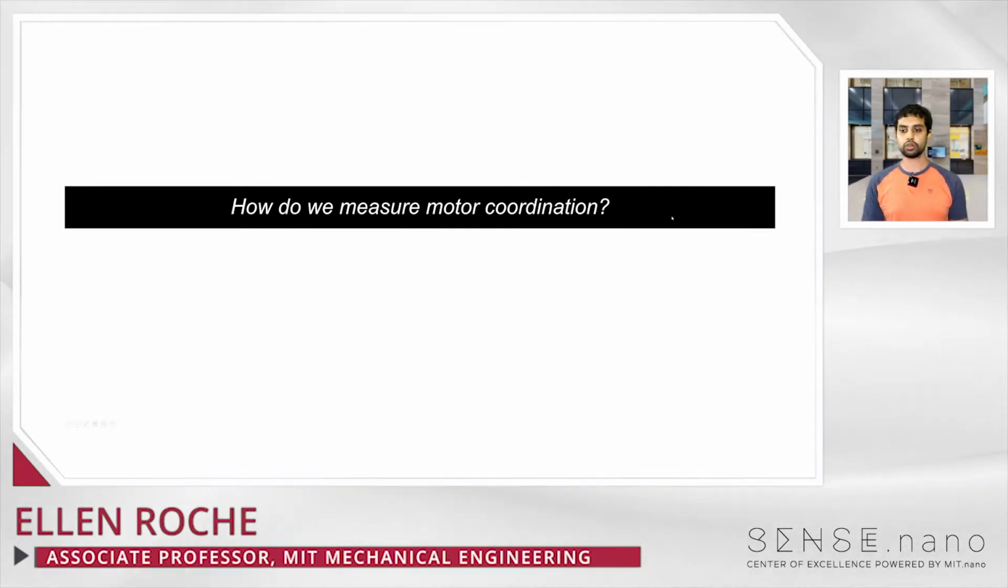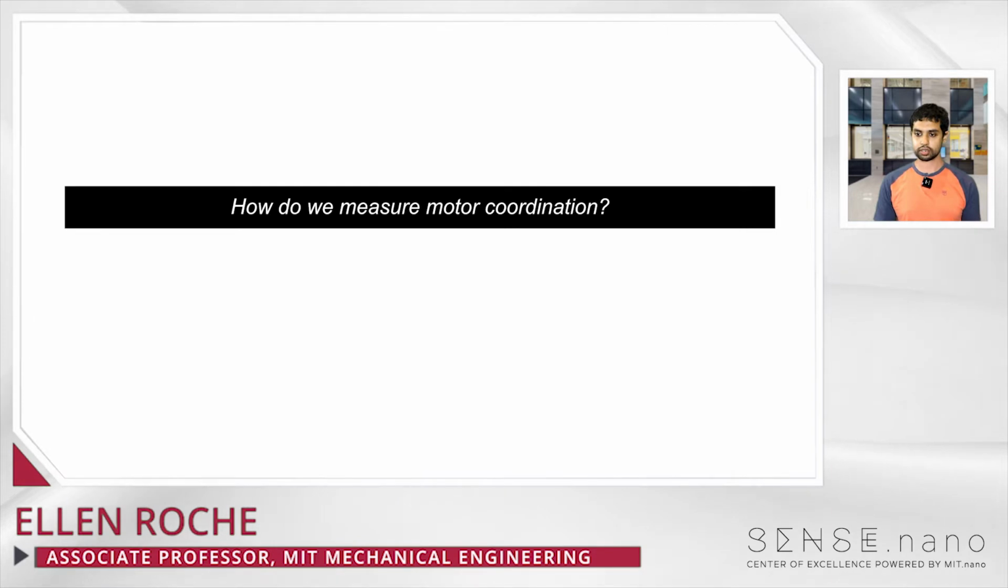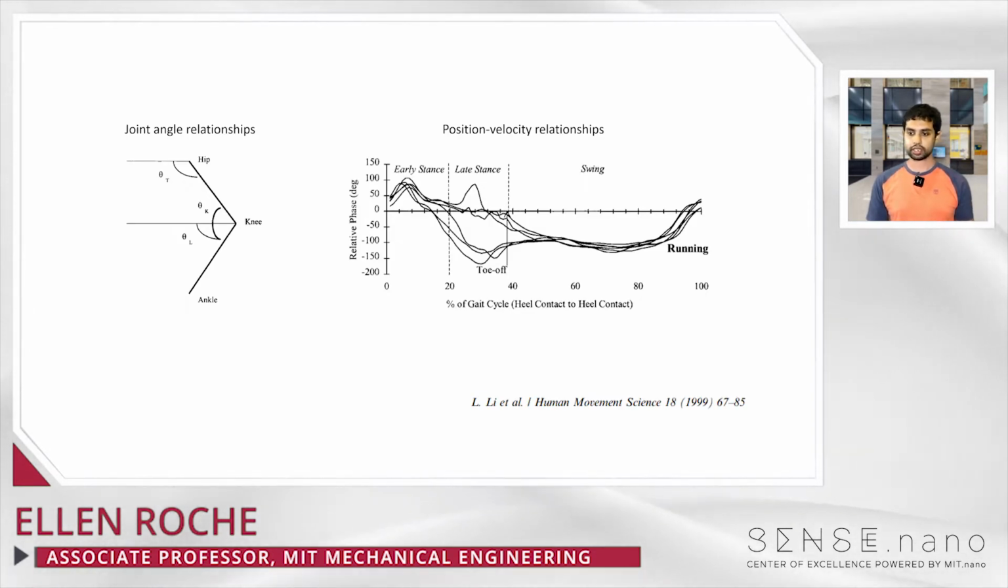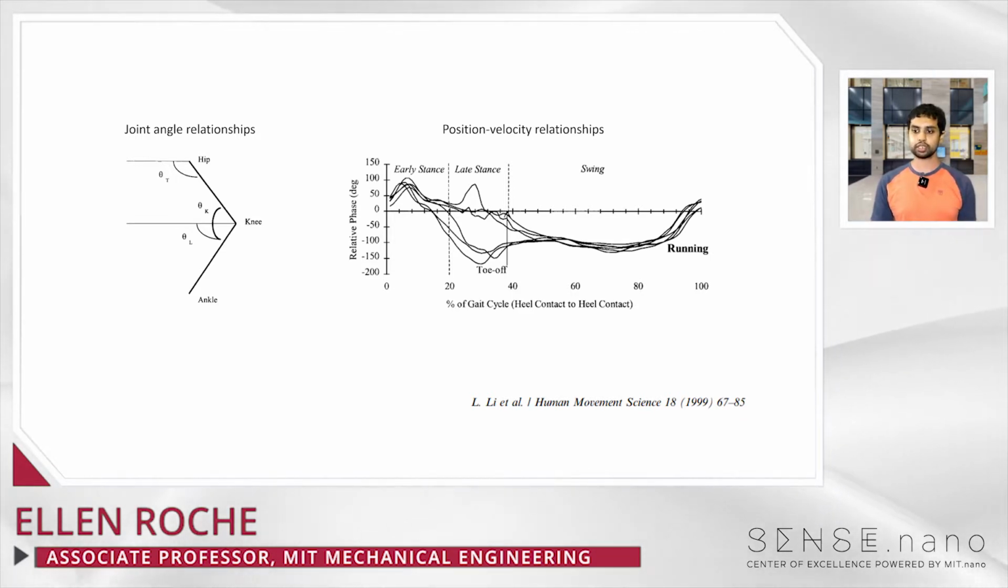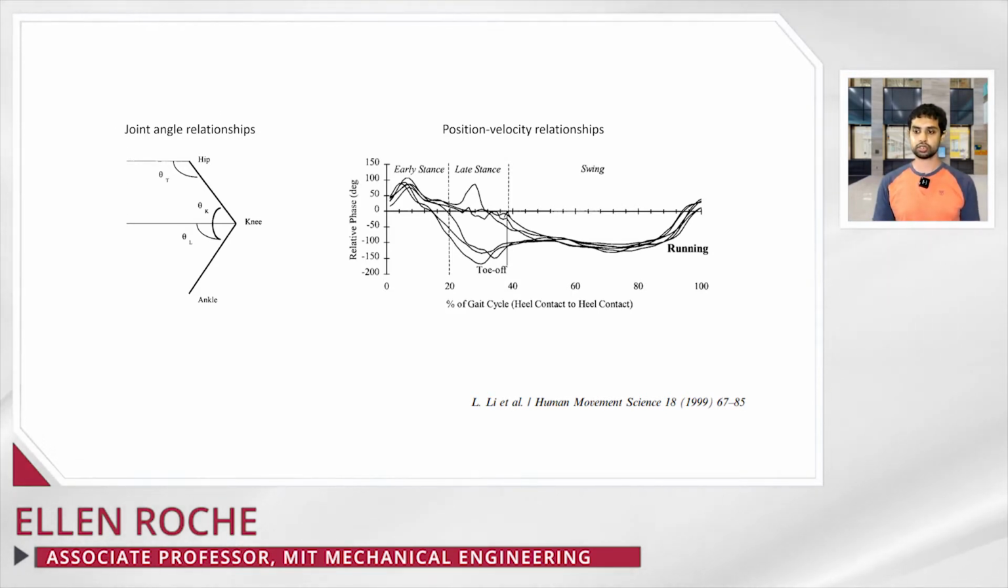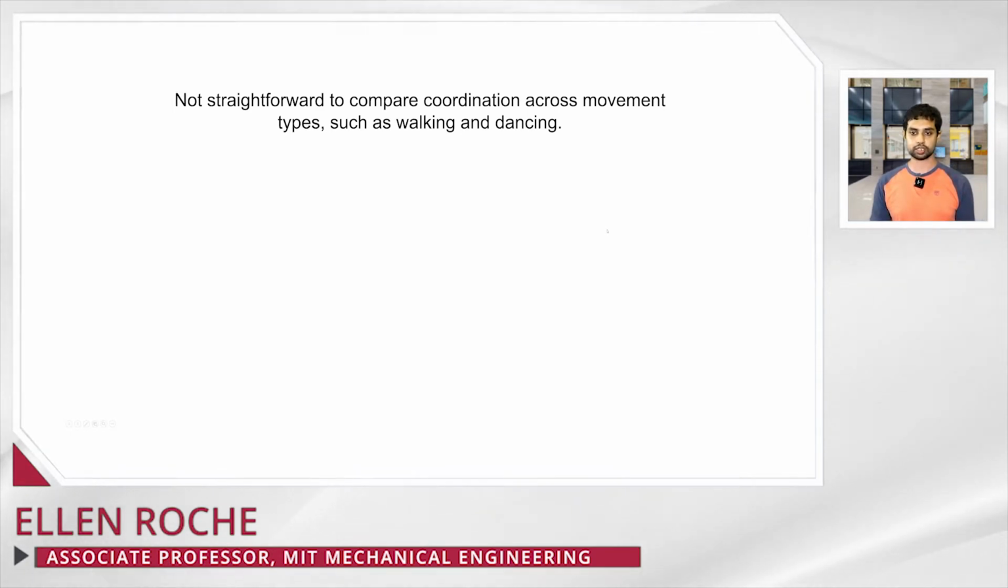But the question is, how do we measure motor coordination? Traditional metrics, like the ones I have put up here, are based on angles, joint angles, positions, and the relationships between them and how they change over time. They also include derivatives of positions such as velocity and acceleration. And while these have offered excellent insights, the primary challenge with using such metrics is that it's not straightforward to compare coordination across movement types.